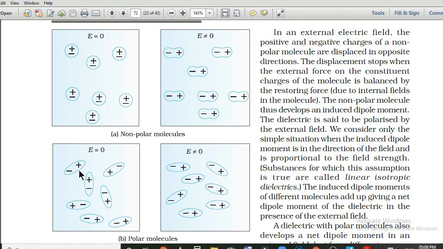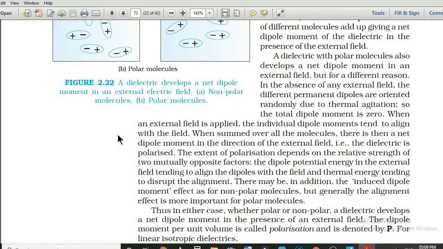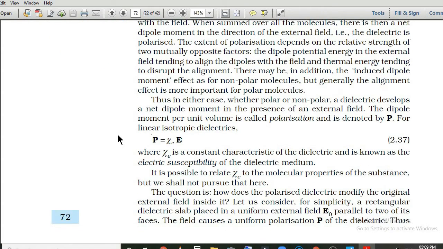Okay, we have already discussed what will happen if a dielectric medium is kept in an external electric field. A dielectric medium contains polar or non-polar molecules. If it is a non-polar molecule, it will get polarized. If it is a polar molecule, the dipoles will align in the same direction. Therefore, the individual dipole moments will not cancel each other. As a result, we will get a total dipole moment per unit volume, that is known as polarization.